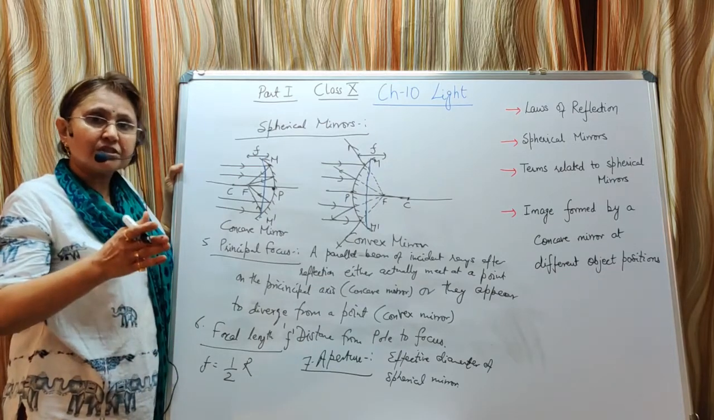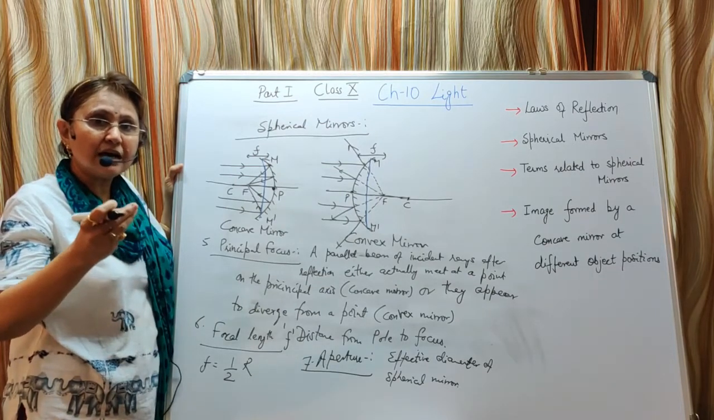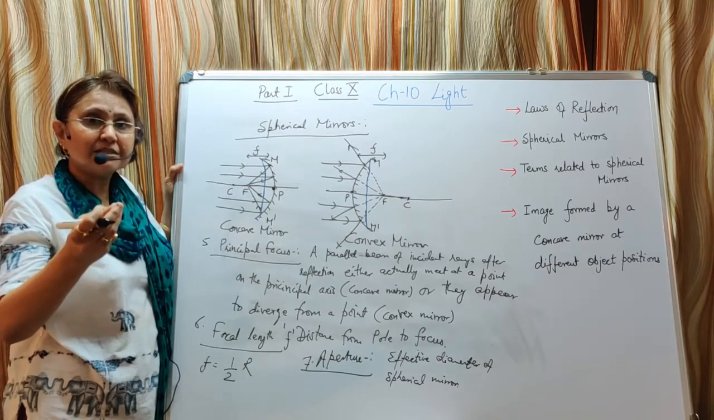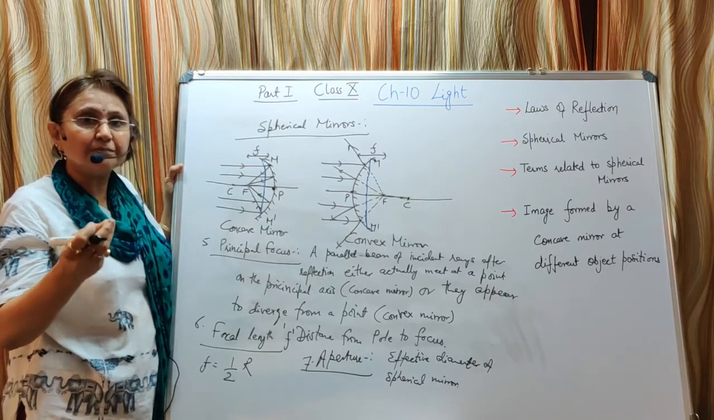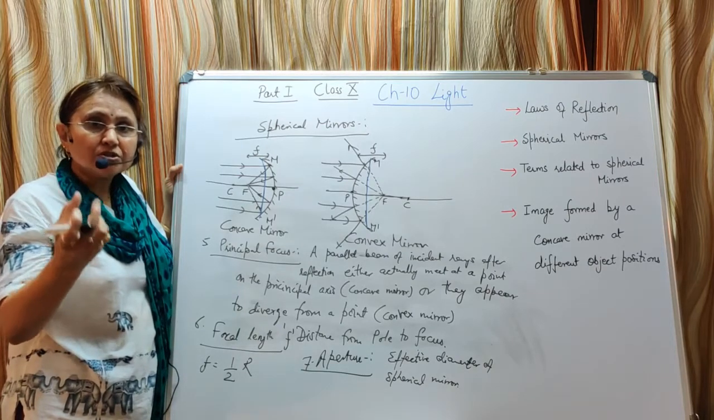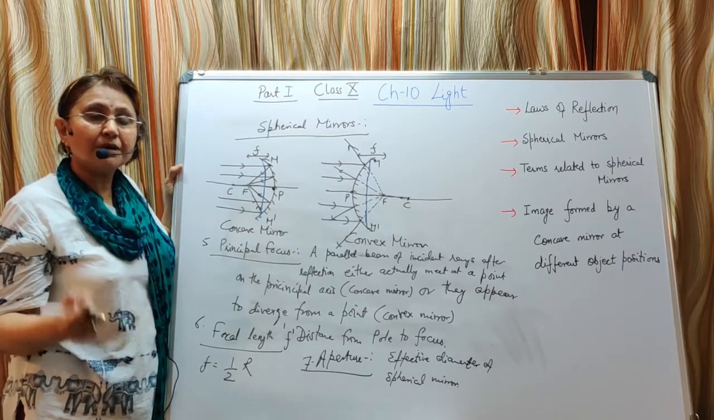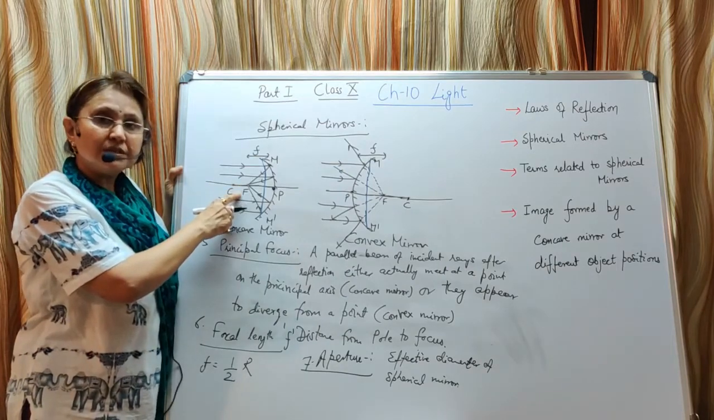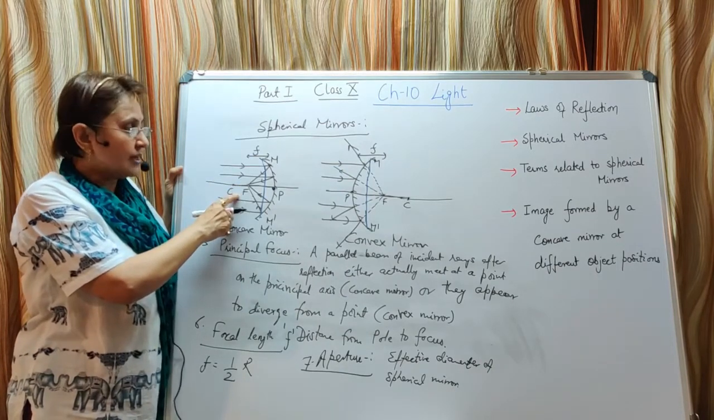Place it for some time. You will see that after some time there will be smoke coming out from that paper. That is, the paper will start burning from that point. Why? Because all the rays of the sun will be concentrated at that point. That will be the focus of this concave mirror.